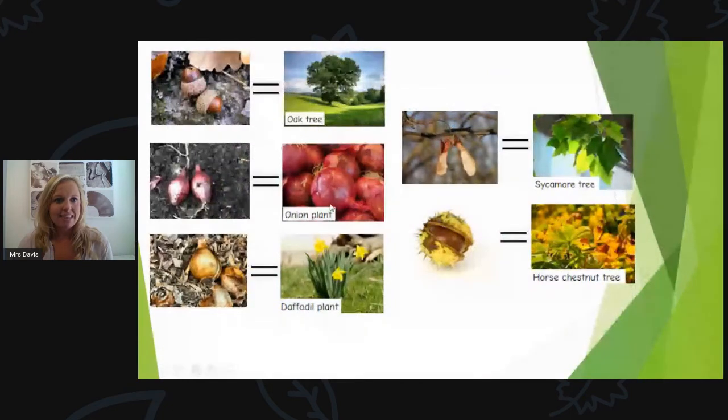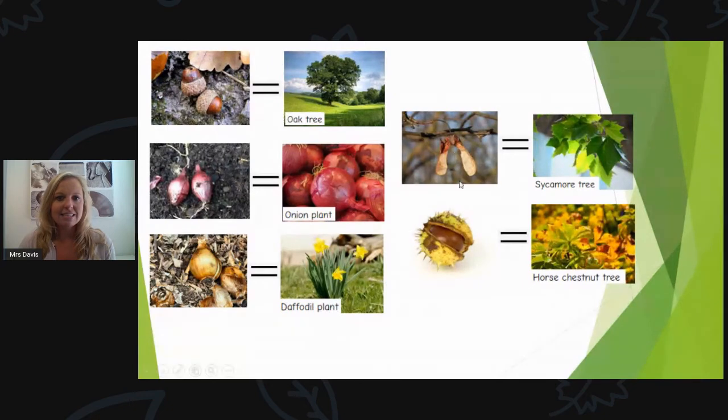So these turn into our oak tree. And this one is matched with our onion plants. They look very much similar, don't they? Hopefully you got those. This bulb is for the daffodil plant.